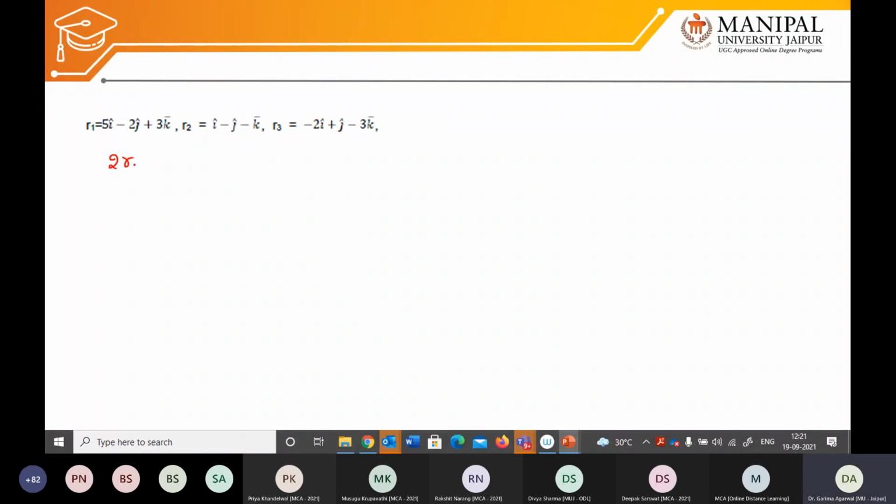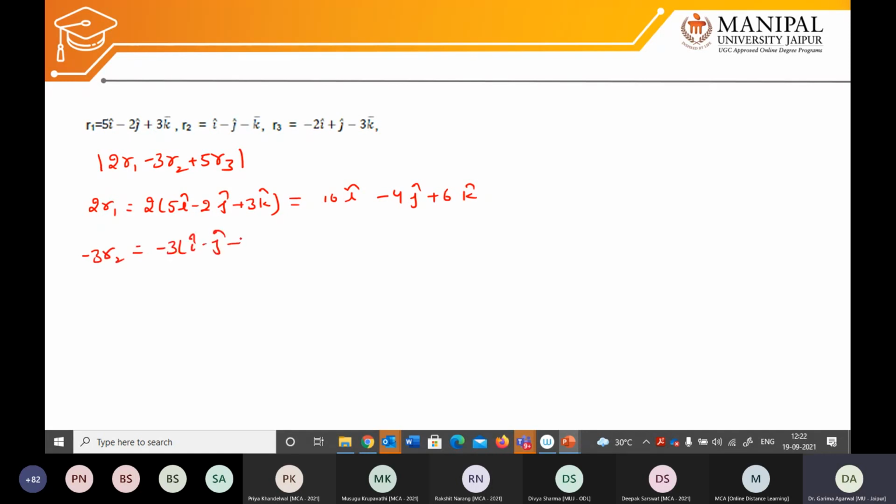So the question is 2R1 minus 3R2 plus 5R3, and I need to find the magnitude, right? First of all, the value of 2R1 is 2 times (5 i cap minus 2 j cap plus 3 k cap), so it is 10 i cap minus 4 j cap plus 6 k cap. Minus 3R2 is minus 3 times (i cap minus j cap minus k cap), so it is minus 3 i cap plus 3 j cap plus 3 k cap.